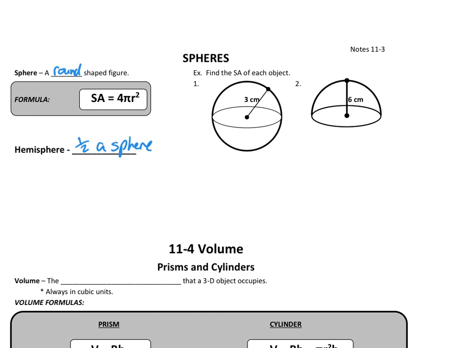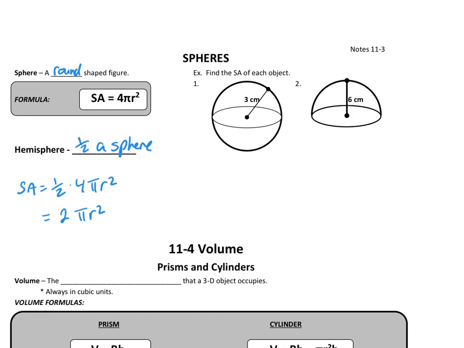So the formula for the surface area of a sphere is 4 pi r squared, which means the formula for the surface area of a hemisphere is going to be half of 4 pi r squared, or 2 pi r squared. Okay, so it's just half of a sphere. If we have a sphere, all we need to know is the radius of that sphere, and then we can go ahead and find our surface area.